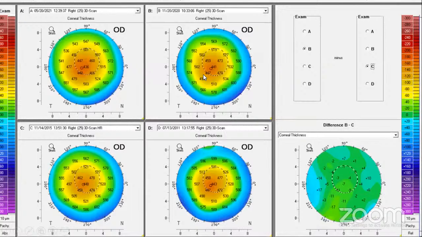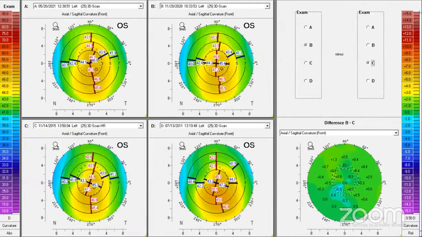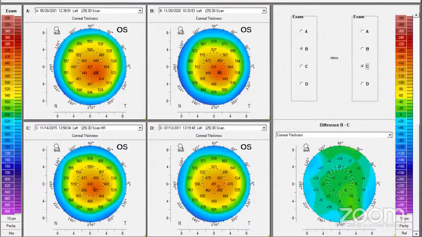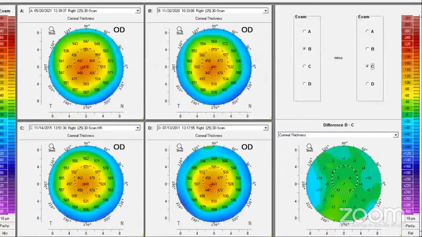Sir, I wanted to ask you about this visit, because in the anterior sagittal curvature and pachymetry, there was not much change actually observed, but there was a change in visual acuity. We didn't do it for the right eye, and we did a CXL enhancement in the left eye. So I'll show you the anterior sagittal curvature and thickness maps, if you can discuss this.